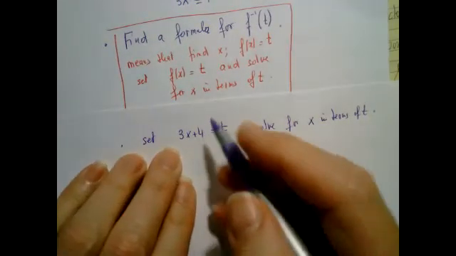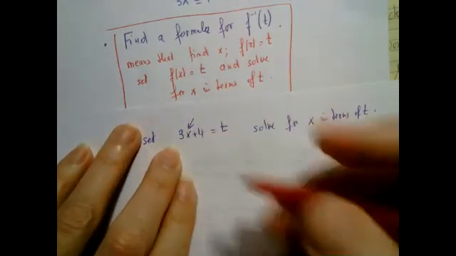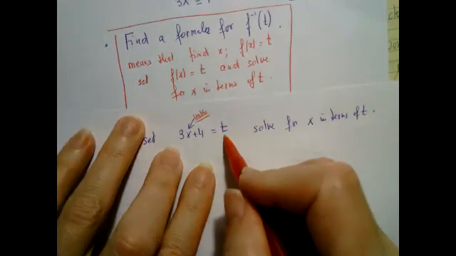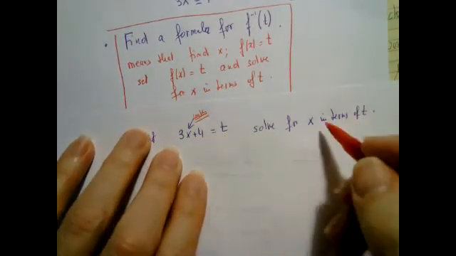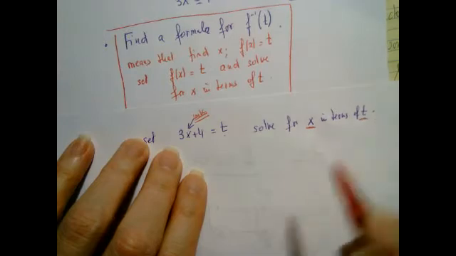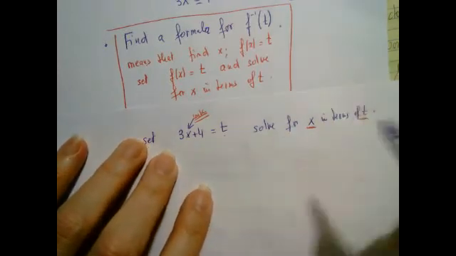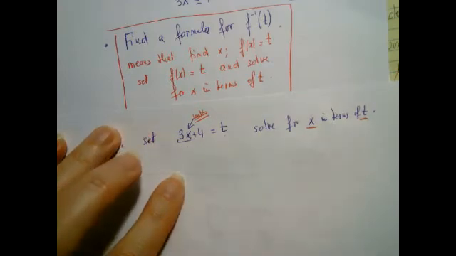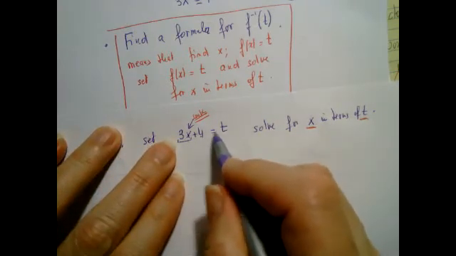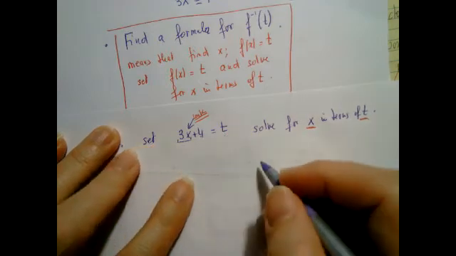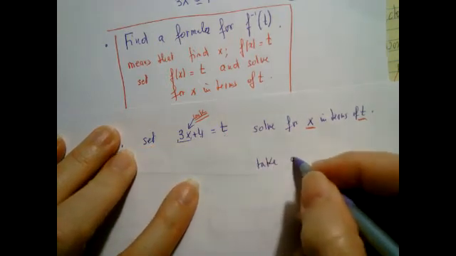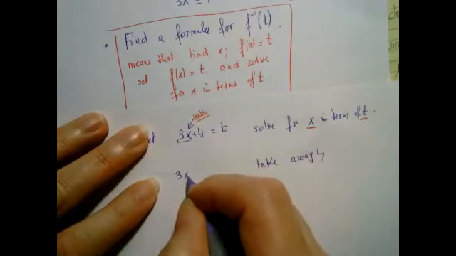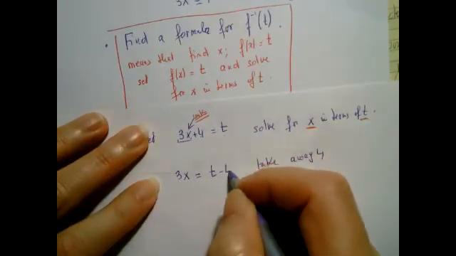So your unknown is x. For you, that's the unknown. And t is what you know. So we're going to solve for x, that's my unknown, in terms of t. And don't be scared that we have a t. How would we solve? We're going to isolate my x. To isolate the x, we're going to take away 4 from both sides. So I will get 3x equal t minus 4.